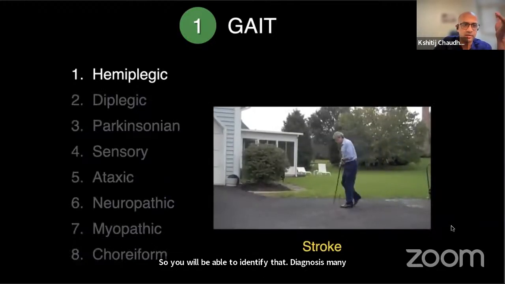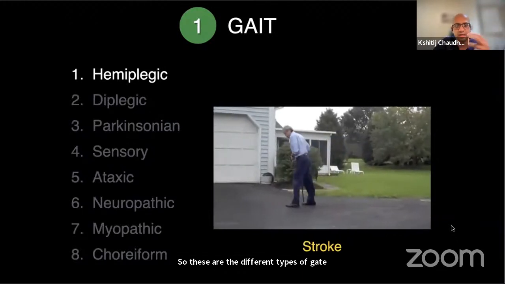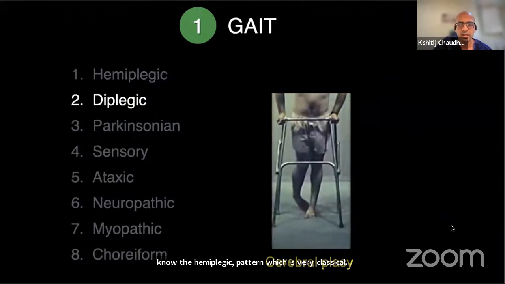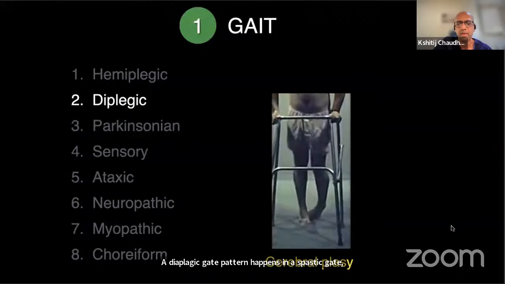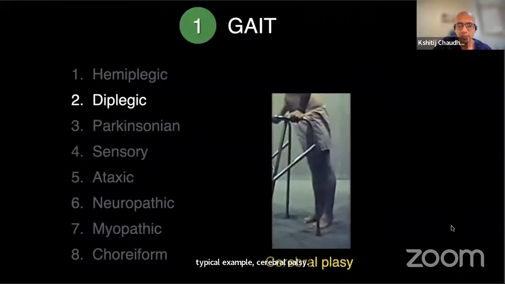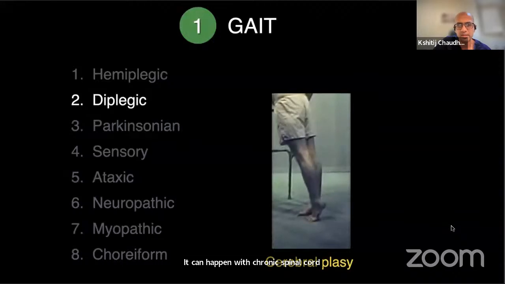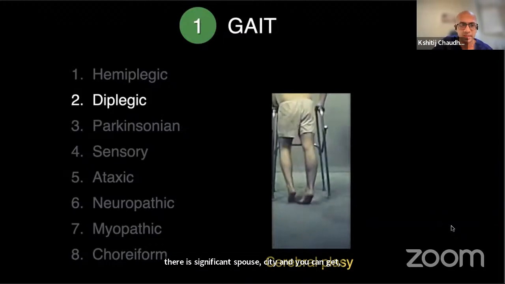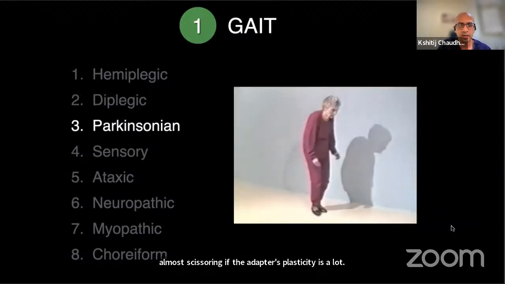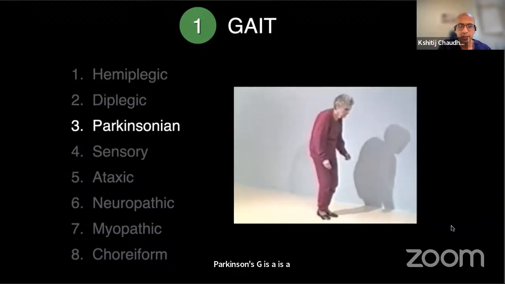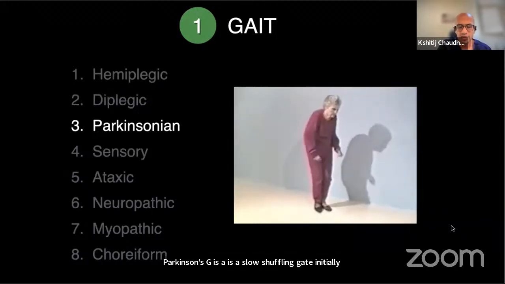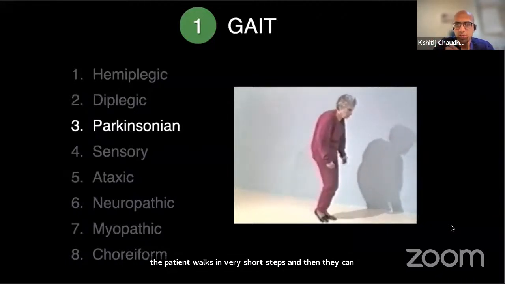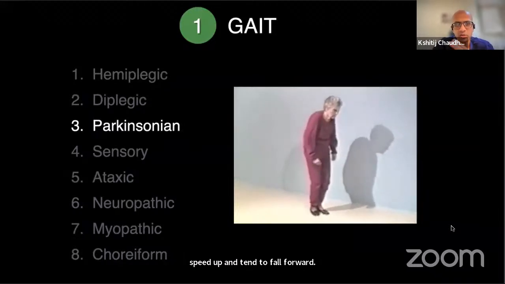So these are the different types of gait patterns. We all know the hemiplegic gait pattern, which is very classical. A diplegic gait pattern happens in a spastic gait. Typical example, cerebral palsy. It can happen with chronic spinal cord lesions where there is significant spasticity, and you can get almost scissoring if the adductor spasticity is a lot. Parkinson's gait is a slow shuffling gait. Initially, the patient walks in very short steps, and then they can speed up and tend to fall forward. They have tremors, mask-like faces, rigidity, and this is called a festinant gait.